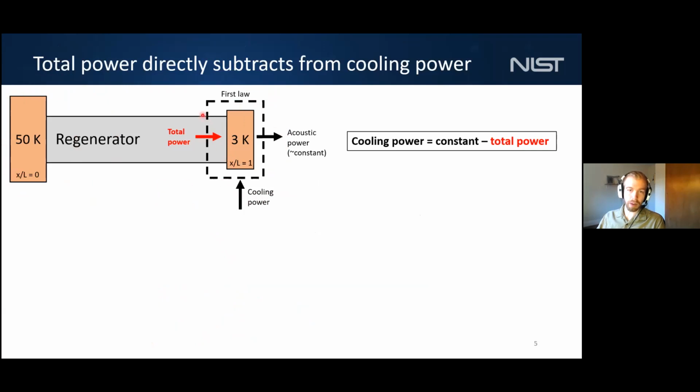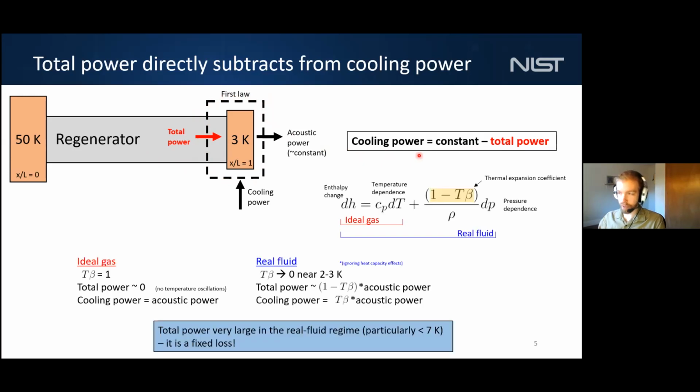And total power is the amount of power that's flowing down this regenerator towards the cold heat exchanger. And if we do a first law analysis on this cold heat exchanger here, we see that total power directly subtracts from the cooling power available at 3 Kelvin. And in the real fluid regime, total power changes drastically.